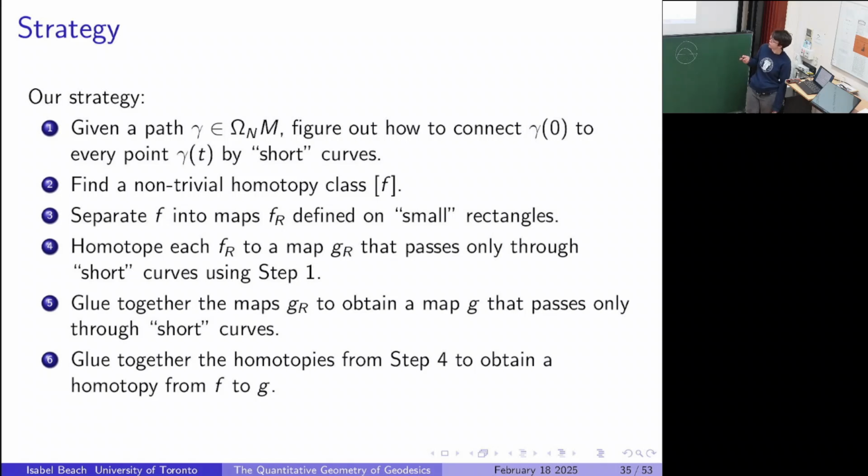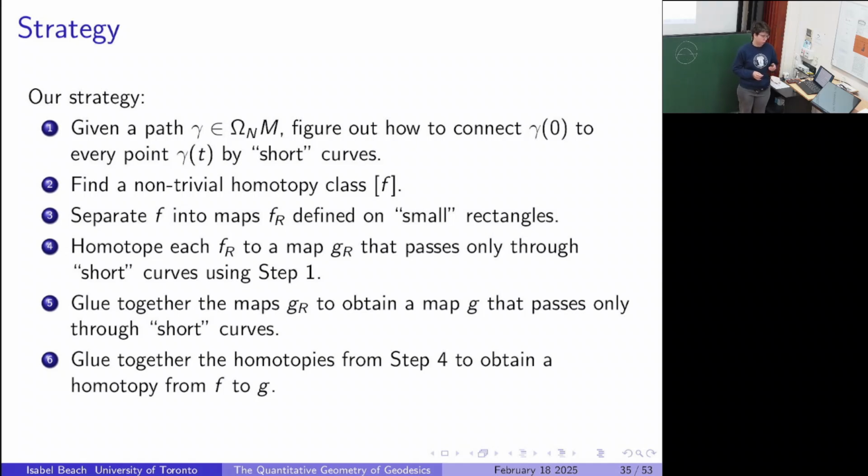So now our strategy is we're going to have first a little lemma that tells us how to connect. If you give me a path, I tell you how to connect the base point to every point on that path by short curves. Obviously you can just do this by following gamma itself, but then that's not necessarily short. We'll see pictures of this when we talk about this lemma. Then you want to find a non-trivial homotopy class and find a representative for it that passes only through small curves.